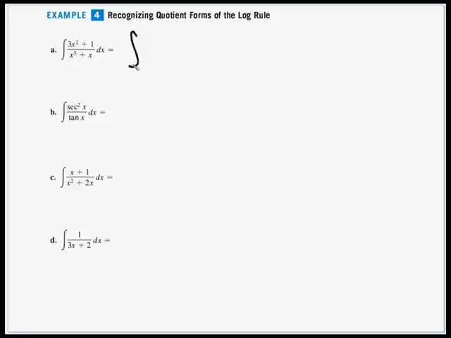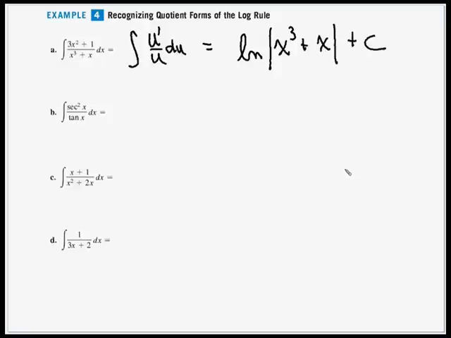If we did want to do a u sub, that would be the antiderivative of u prime over u du. So we can just apply the theorem from earlier in the video, and this antiderivative is the ln of the absolute value of our denominator, x to the third plus x, absolute value, plus c.